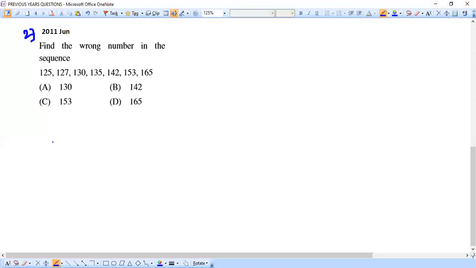So I have all 3-digit numbers, no problem at all. Whatever it is, the logic is what is important. As long as we are clear with the logic and the concepts, we can solve any question. Fine, we'll take down the numbers: 125, then 127, then 130. Next we have 135, then 142, 153, and last one more number, 165.